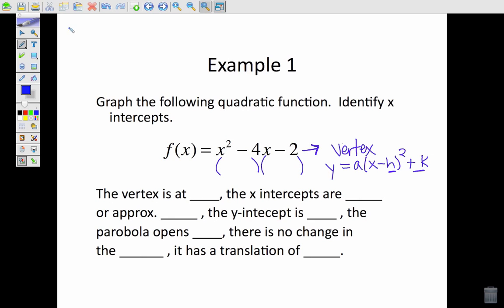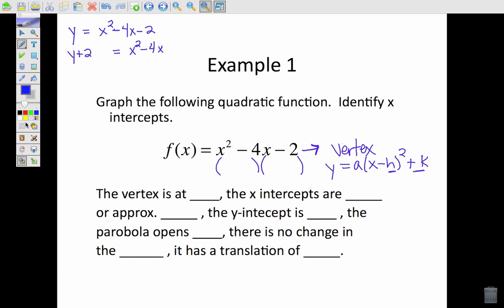What we're going to start with is we're going to replace our f of x with y. And on the right side, we've got x squared minus 4x and minus 2. So the first thing that we're going to do is move the minus 2 to the other side so we get this out of the way. Add 2 over to the other side. I'm going to leave some space, and we've got the x squared minus 4x left.